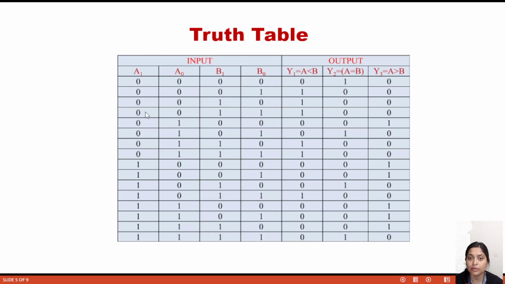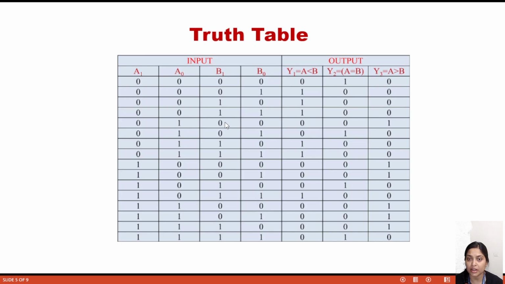Again we compare the MSB. A1 is 0 and B1 is 1. So in the first case also we get our answer that A is less than B. So again we put 1 here for A less than B, and in the other positions 0 0. Now next, 0 1 0 0. Both A1 and B1 are 0.